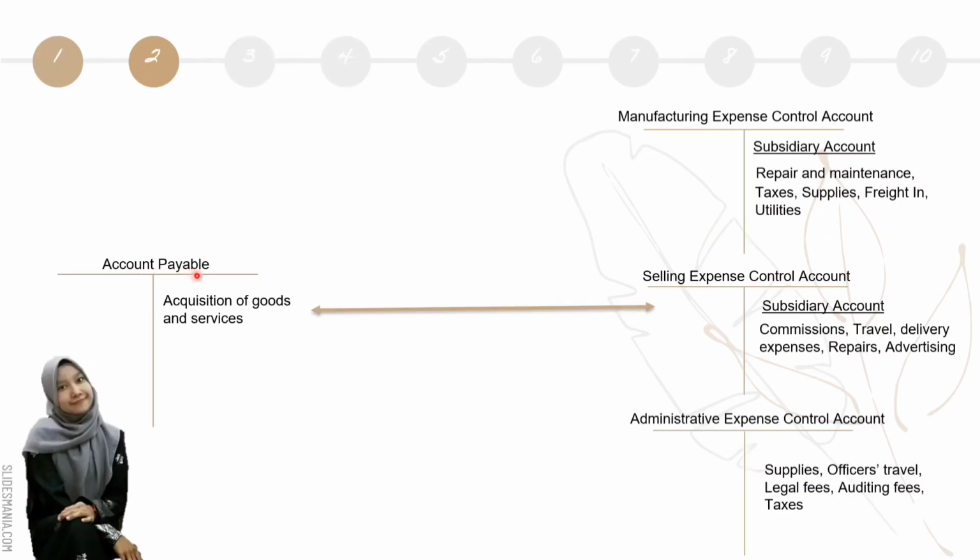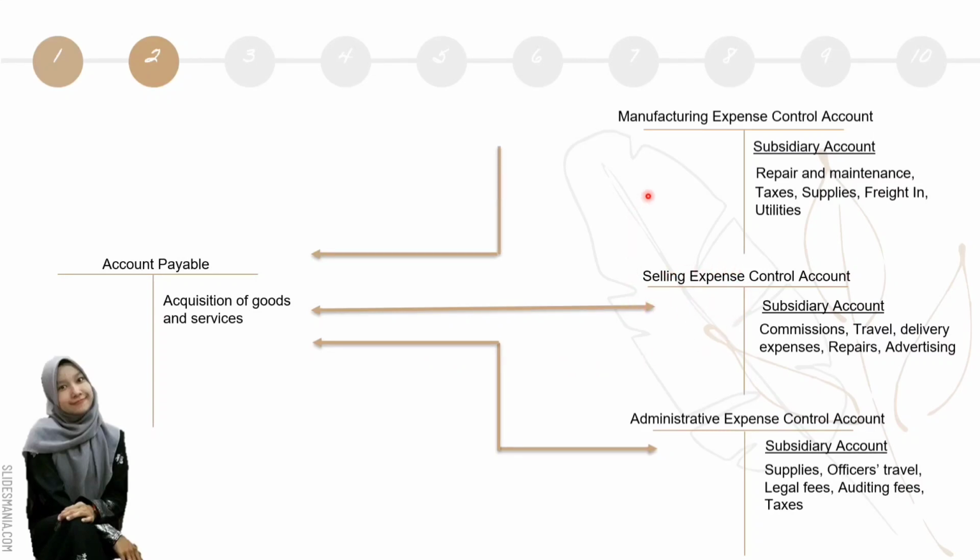Also, when we acquire goods or services such as supplies, or when we pay our legal fees, auditing fees, and taxes, sometimes we will accrue them first. So we need to debit administrative expenses, since those are expenses, and credit account payable. When we make the payment, we should debit account payable and credit cash or bank. The same concept applies to selling expenses and when we acquire goods or services for manufacturing expenses.